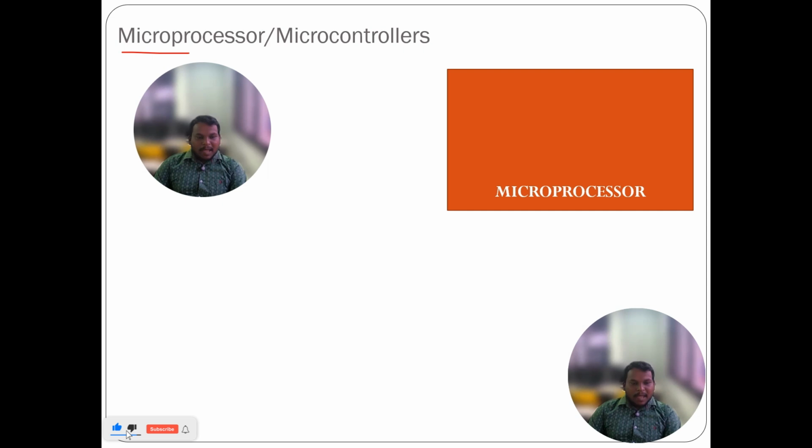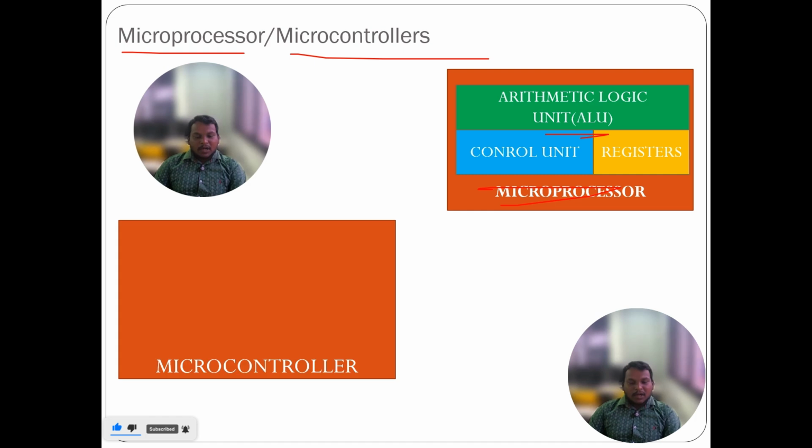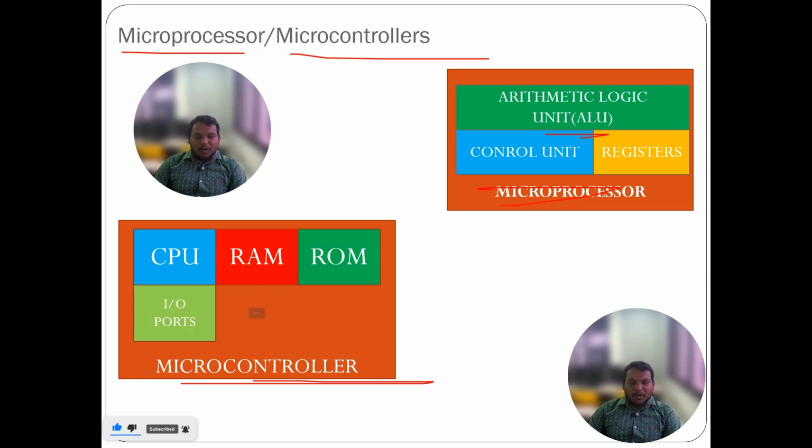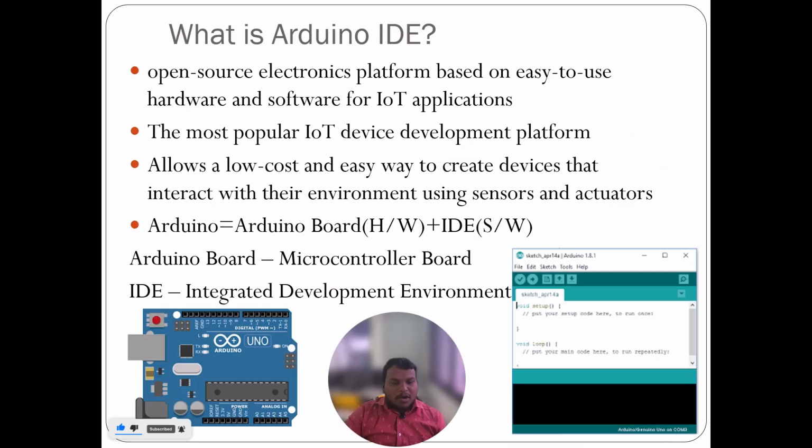We'll see the microprocessor and microcontroller. Microprocessor: this is the arithmetic logic unit, registers, and control unit. Coming to the microcontroller: CPU, RAM, ROM, input or output ports, timer, and serial COM ports, and this is one of the microcontrollers. What is Arduino IDE?